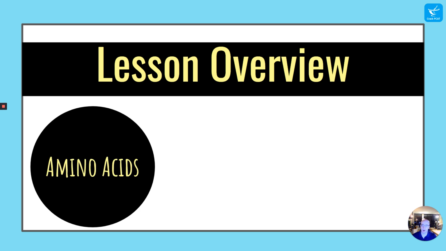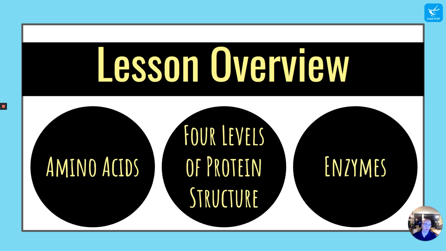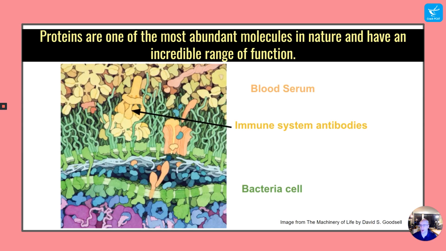First, we're going to talk about amino acids. Next, we're going to talk about the 4 levels of protein structure. And lastly, we're going to talk about enzymes and their kinetics. First, let's talk about amino acids.